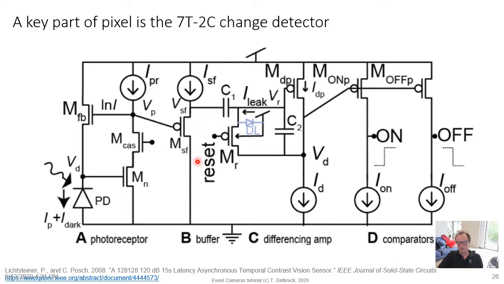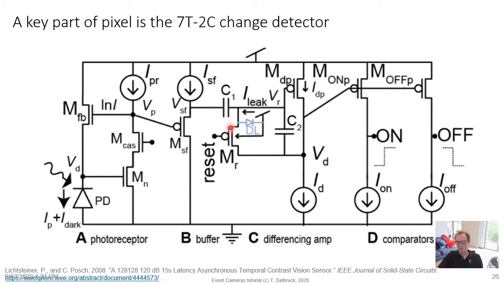The way it works is when you reset it, you close this switch, and that basically diode connects MDP, so that MDP sources this current ID. So this voltage here ends up near VDD, so that this transistor here has the current ID flowing through it. At the same time, I on is bigger than ID and I off is less than ID. So in this reset condition, since I on is bigger, this voltage here, V on, is low, and I off is less than ID, so this voltage here is high.